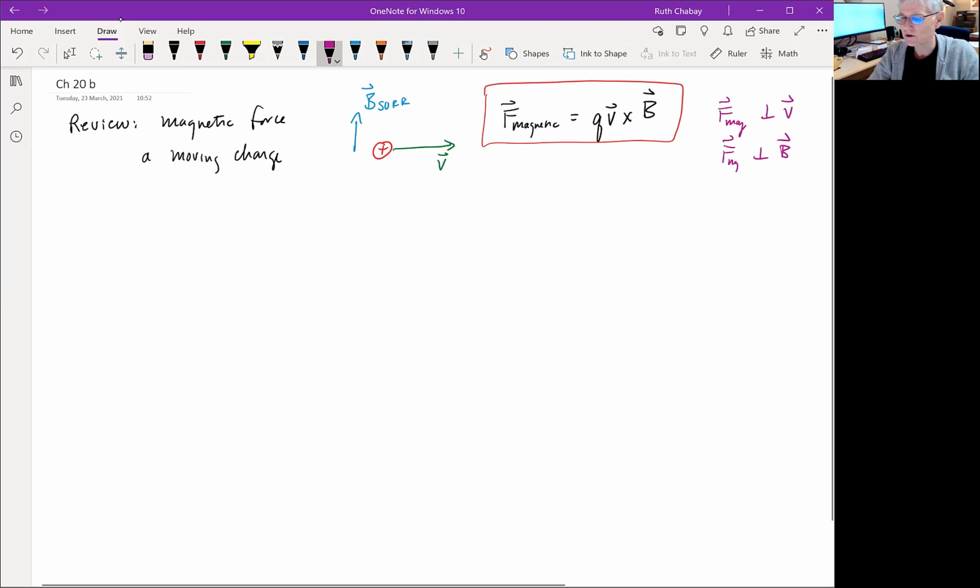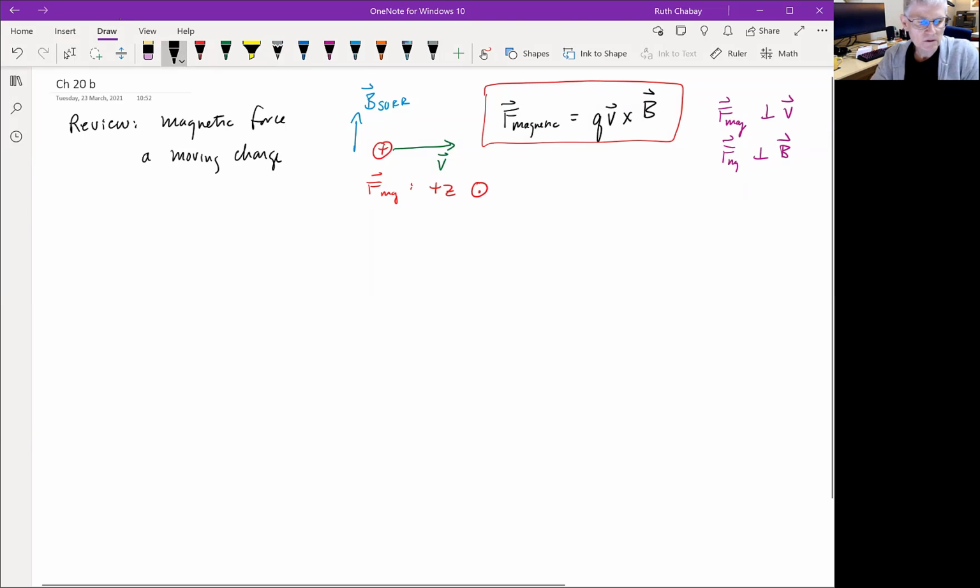In this case, if we have velocity in the plus x direction, we point our fingers in the plus x direction, and we want to fold our fingers toward the plus y direction, where there's a B, and our thumb sticks out in the plus z direction. So in this case, the magnetic force would be plus z, which is out of the page.